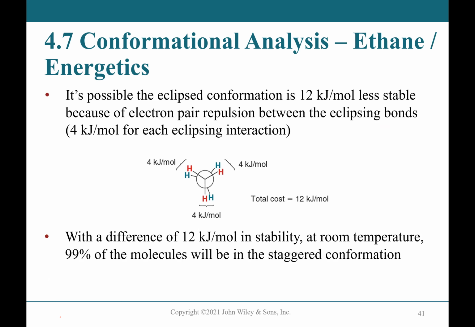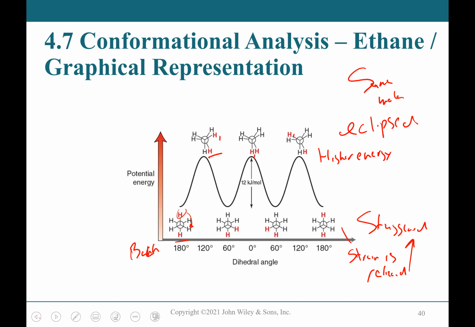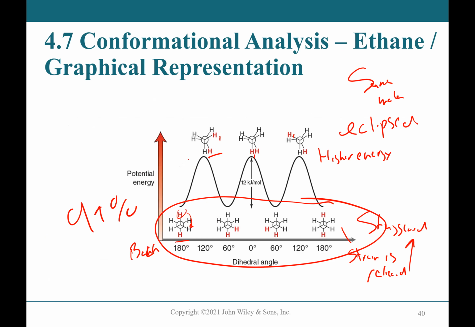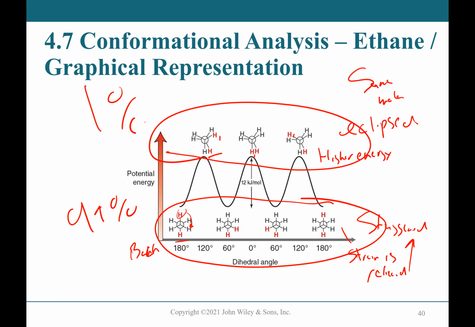So 99% of the time, this molecule is going to be in the staggered position for ethane. So that means if we go back to this graph right here, 99% of the time, it's going to be here, with the other 1% here. So even though it has a single bond and it can rotate, really due to the electron repulsion, it's going to be set in that staggered position.